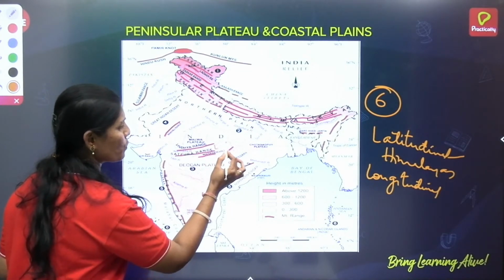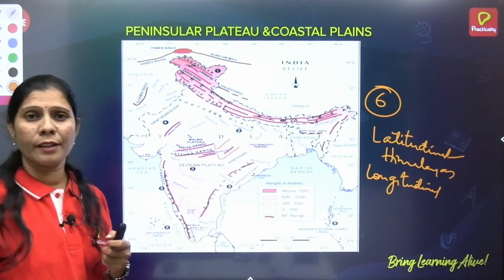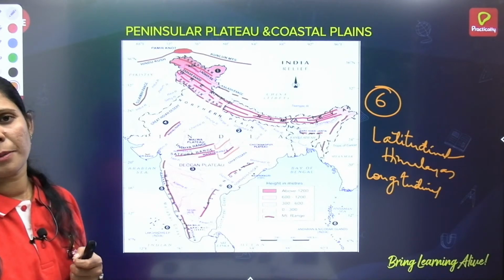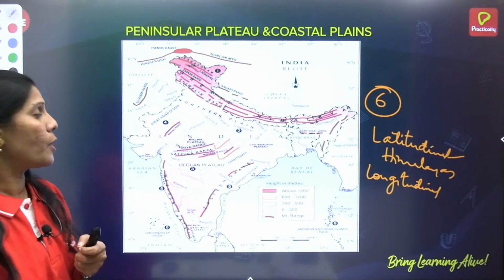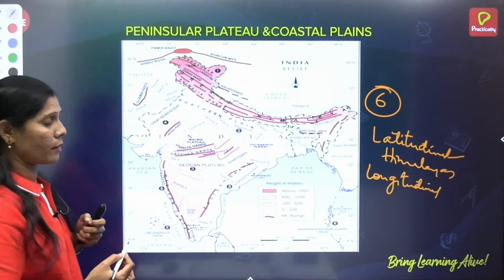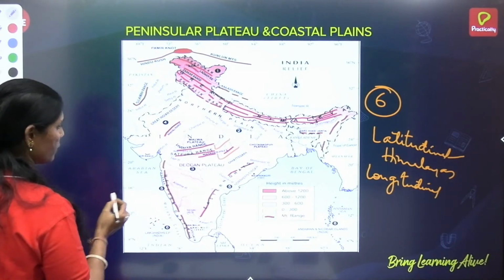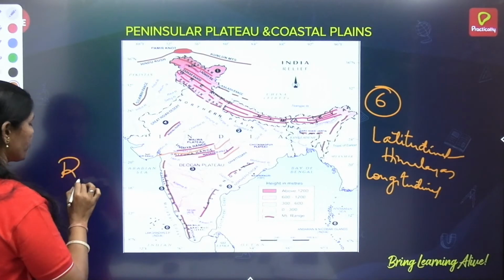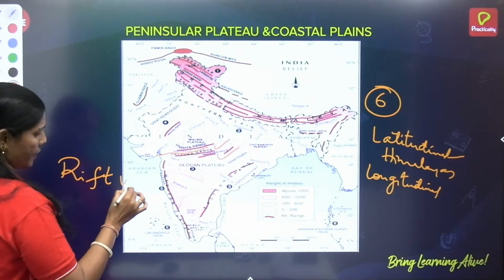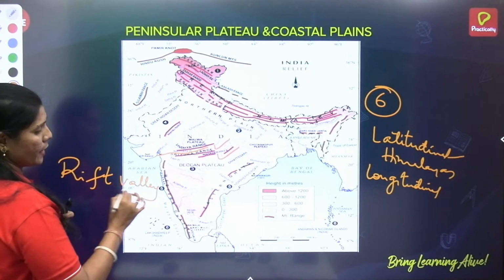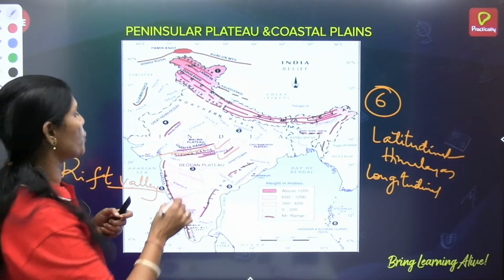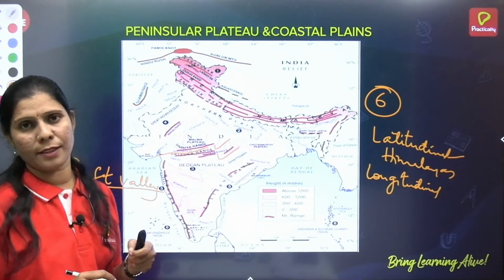What are the ranges dividing the plateau in the center, flowing parallel to the Narmada river? Narmada river flows in the Rift Valley. Yes, it is flowing in the Rift Valley and it divides the plateau into two parts.